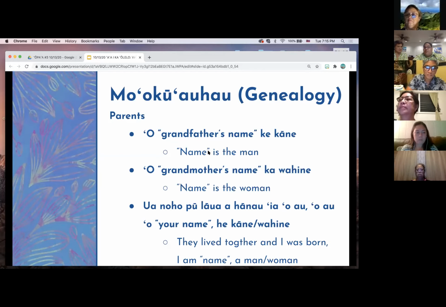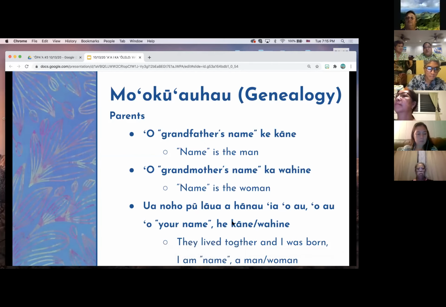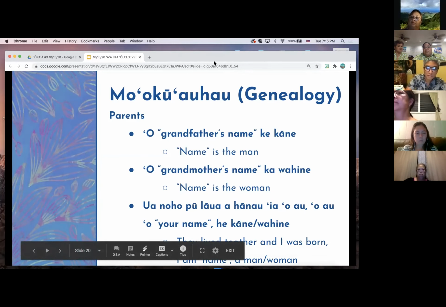Okay, 4 people per room. We'll do 12 rooms. Okay, so I'm going to open up the rooms. Maybe we'll keep it open for about 7 minutes. I think that should be enough time for everyone to say their moʻokūʻauhau. There's going to be just 4 people in each room, so pretty much facilitating yourself, because I cannot be in each room at once.